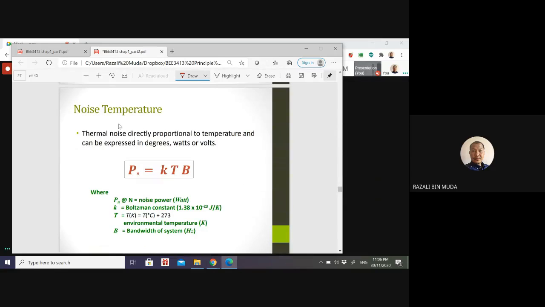Noise temperature, because there is an example for the topic of noise temperature. Noise temperature can be considered as thermal noise, the noise due to temperature. It is directly proportional to the temperature and can be expressed in degrees or watts or volts. Using this equation, P equals kTB. P is the noise in watts. k is the Boltzmann constant. T is the temperature in Kelvin.